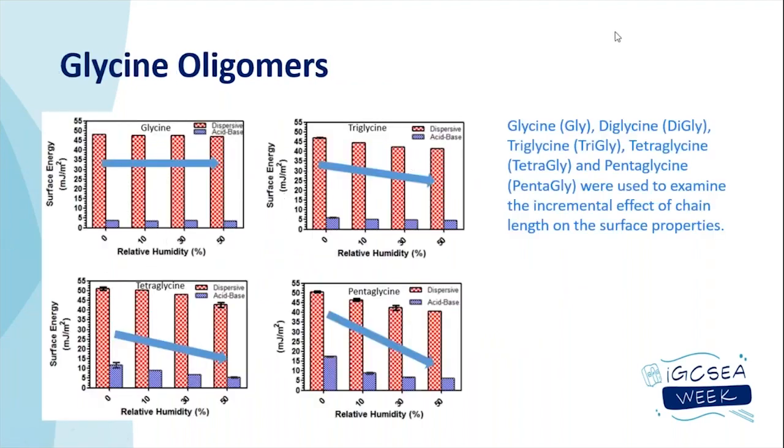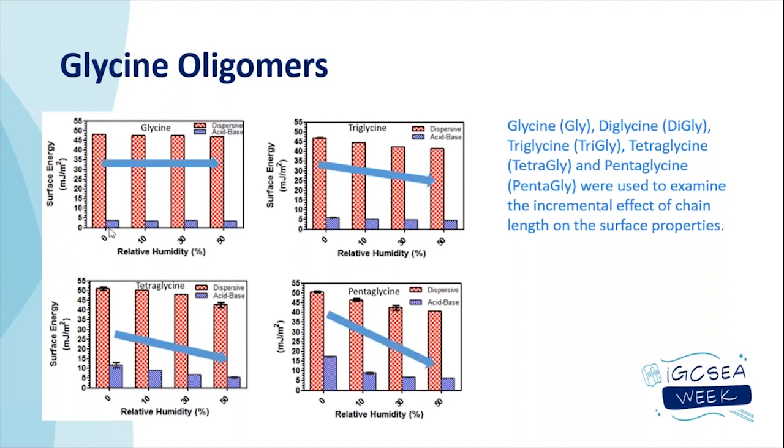So moving on to a study we have done here. This was done in collaboration with Dr. Jerry Hang's group at Imperial College London. We were looking at some glycine oligomers, and we wanted to look at the effect of two things. First, the effect of the chain length of the glycine. So we went from glycine, we also ran diglycine, which I don't have on the chart here, then triglycine, tetraglycine, and pentaglycine. We wanted to see how changing the chain length of the glycine affected the surface energy.